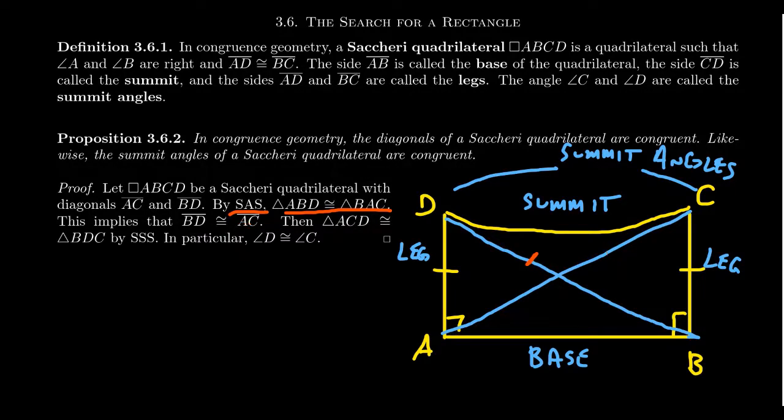Now I want us to look at the triangle, this time ACD. Notice that this triangle has this diagonal, which we've now proven that diagonals are congruent.